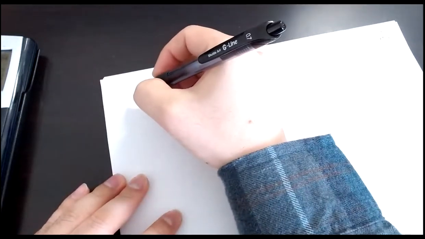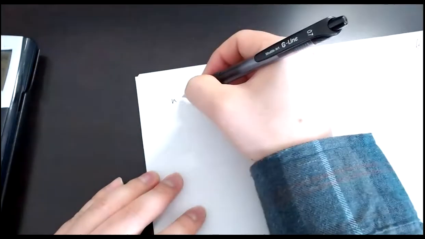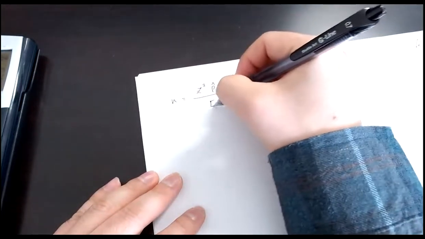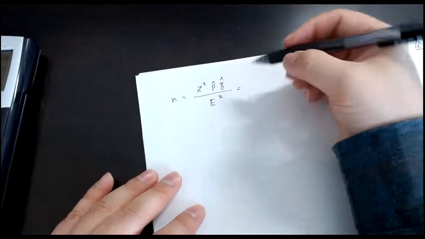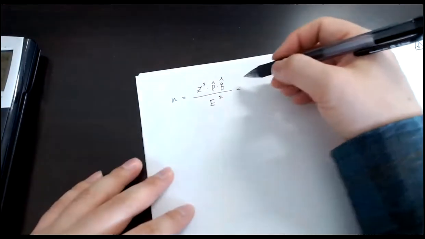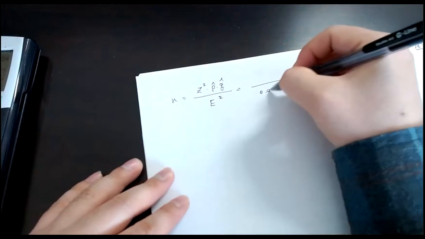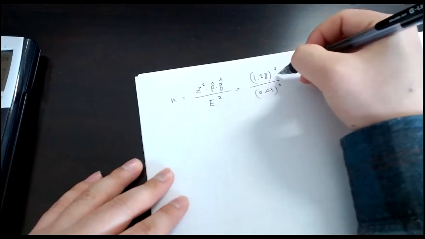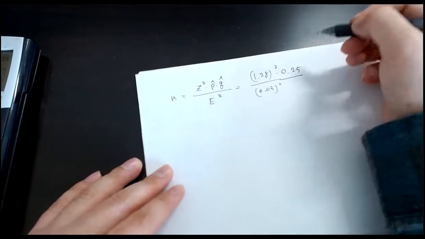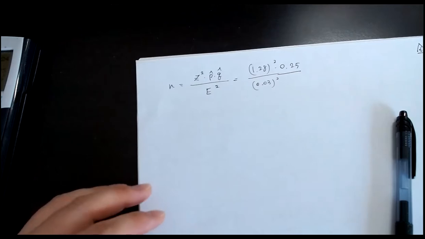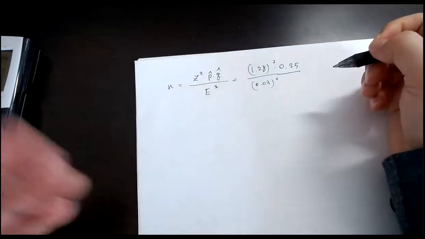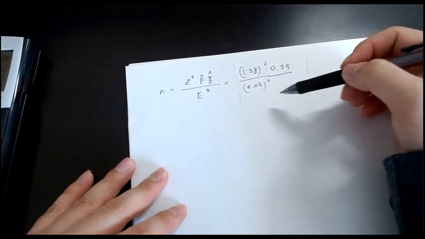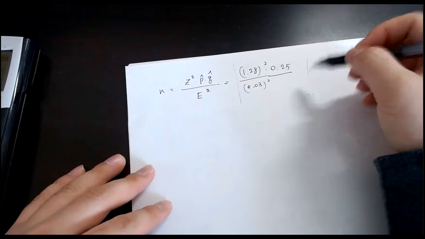So n is going to be z squared times p hat times q hat, over E squared, right? The problem says within 3 percentage points, so E must be 0.03. So 0.03 squared, and z must be 1.28 squared, and then times 0.25, because the problem says that we assume that we don't know about the percentage of on-time Southwest flights, so we don't know the sample proportion. Now we just figure out the decimal expression of this fraction using the calculator and round up. Let me skip that process.